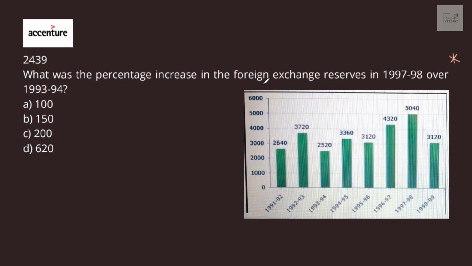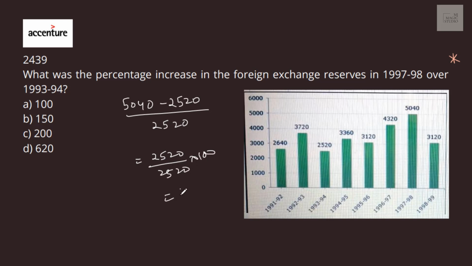What was the percentage increase in foreign exchange reserves in 97, 98? That was 5040 over 93, 94. So minus 2520 by 2520. 5040 minus 2520 is 2520 by 2520 into 100. That is 100% increase. Yes, that is in option A.